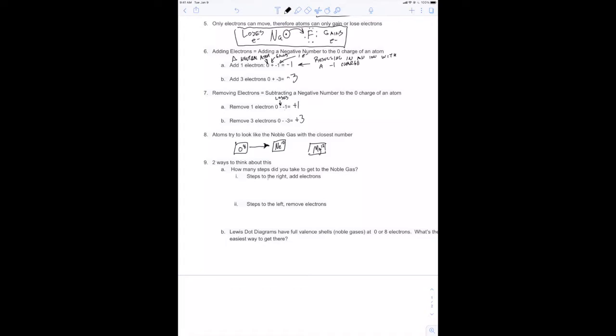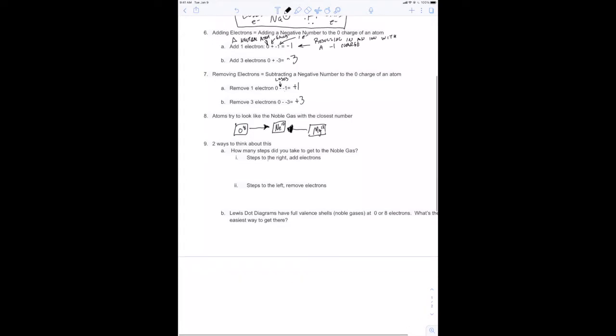Magnesium, on the other hand, can either try to look like neon, or it can try to look like argon. Neon is 2 steps away from magnesium, whereas argon is 6 steps away. So magnesium is also going to try to look like neon, for the same reason that oxygen does, because you want to have the same electron configuration as a noble gas, because noble gases don't react. And so in order for oxygen to look like neon, it's going to have to gain electrons, and in order for magnesium to look like neon, it's going to have to lose electrons.